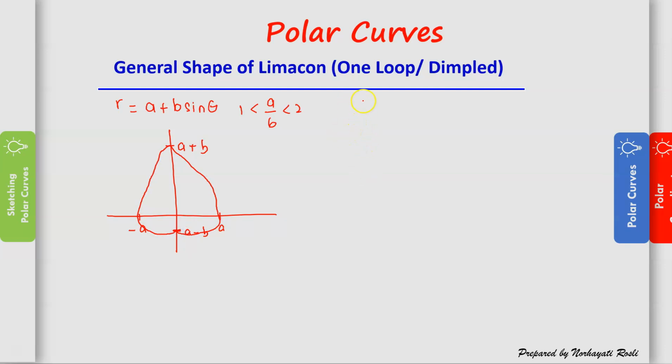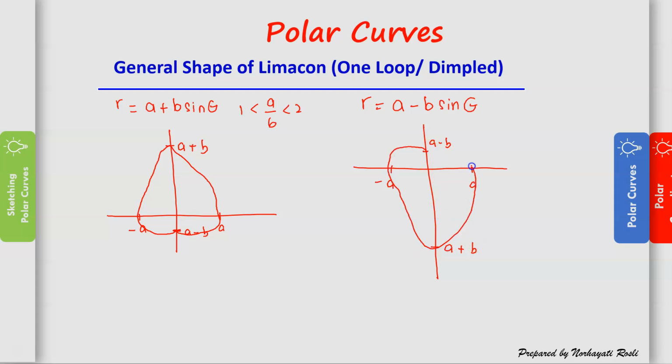And then if we have r = a − b sin θ, with this same condition, our function will be on the negative side of the y-axis, where here we have −a, here a, and at this dimple is a − b, and at the last point here is a + b. When we connect this, we'll get this kind of limaçon with dimple.